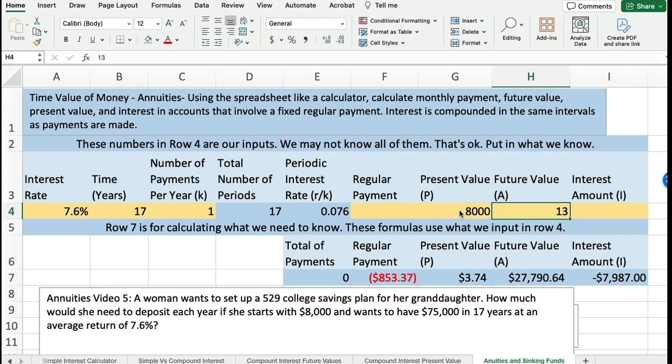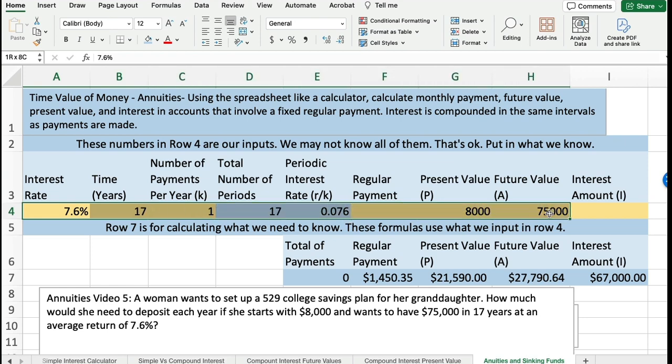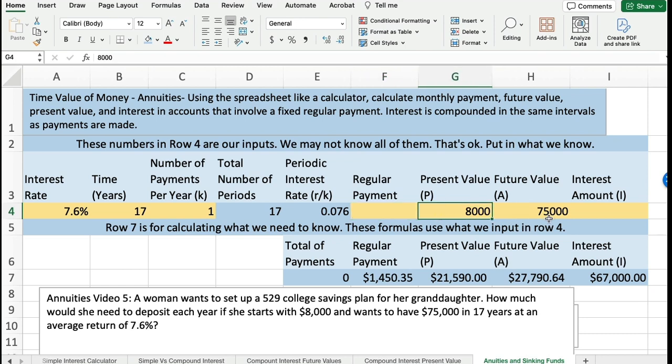We also don't know what the future value is. Oh, actually we do. Sorry. We know that the future value needs to be $75,000. All right. So we filled in everything that we know up here in row 4. That's the beauty of this spreadsheet, the way it's set up, is that anything that we're providing to the problem gets placed in one of these gold colored cells. Everything else is an automatic calculation, and we should not touch those at all.